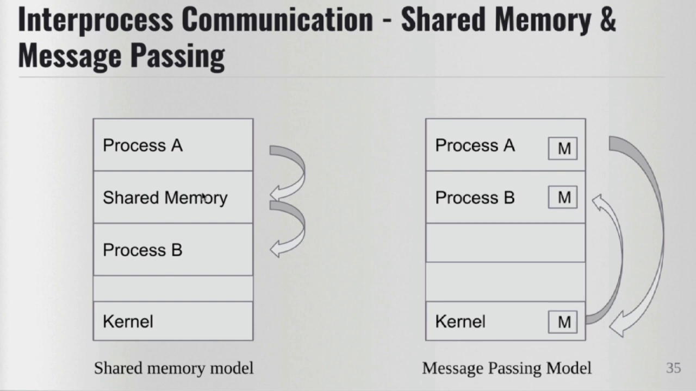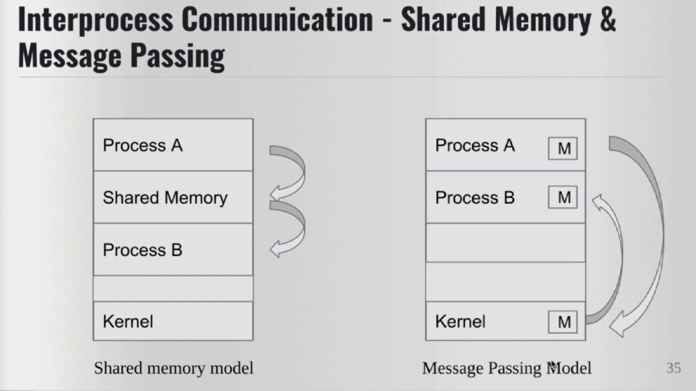In this case, let's say process A wants to communicate with process B. So what it's going to do is write the information onto the shared memory, and then process B is going to read from the shared memory. That's how these two processes communicate with each other. So that's your shared memory model.